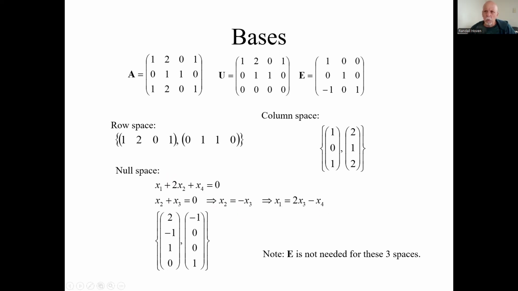At this point, we use the 1, 0 trick. We'll first set x3 to 1 and x4 to 0. Then x1 equals 2 and x2 equals minus 1. For the second one, we set x3 to 0 and x4 to 1. Then x1 is minus 1, and x2 is 0. So there we go. That's the basis for the null space.